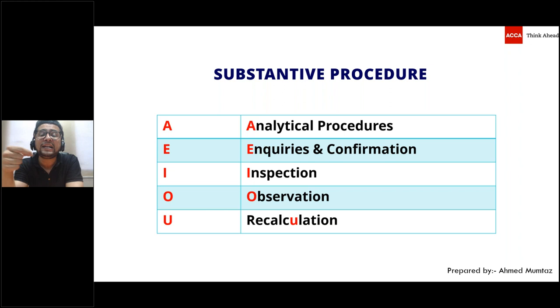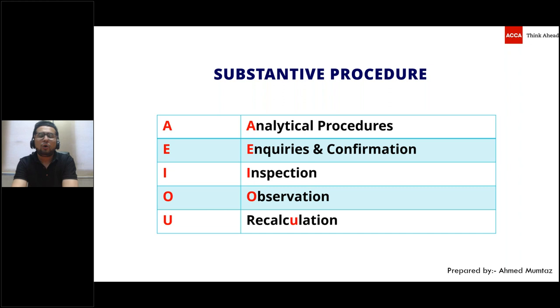So if I ask the management to confirm a certain thing in writing, we call it written representation. Written representation is a special kind of confirmation which is obtained by the auditor from the management. Written representations are a weak source of evidence because management can deviate from the verdict which they gave you in writing. So normally the auditors would try to get the written representation at the very end of the overall audit, almost near to the audit report.